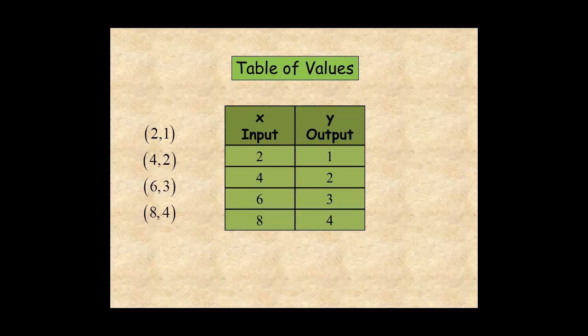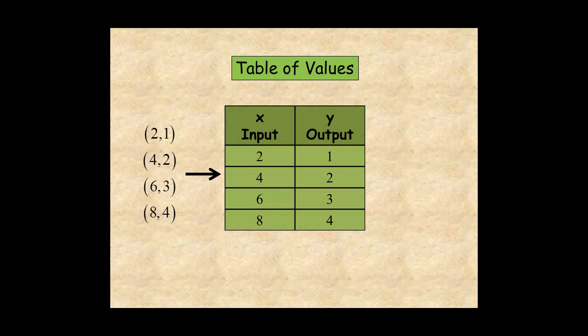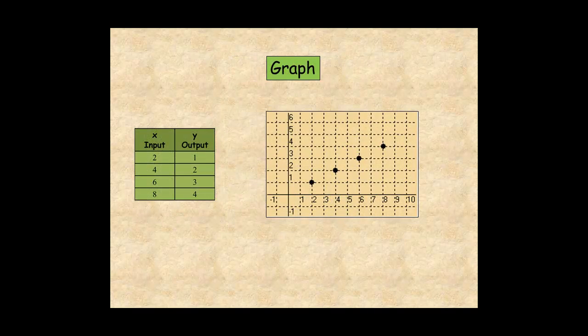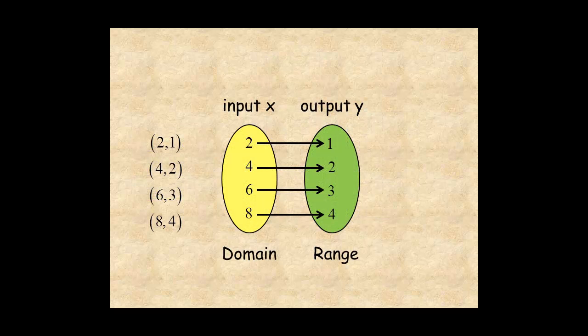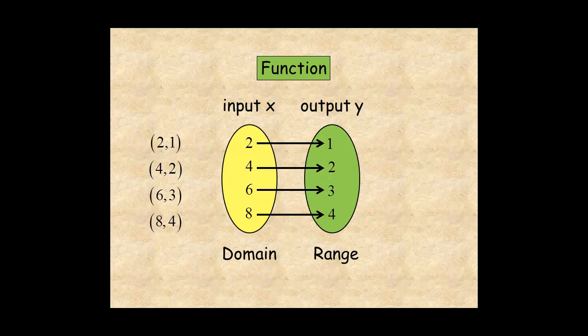You can organize the list of ordered pairs in a table. This makes it easy to represent the relation with a graph. Returning to the mapping diagram, this relation is a function. When each element in the domain maps to one element in the range, the relation is a function.